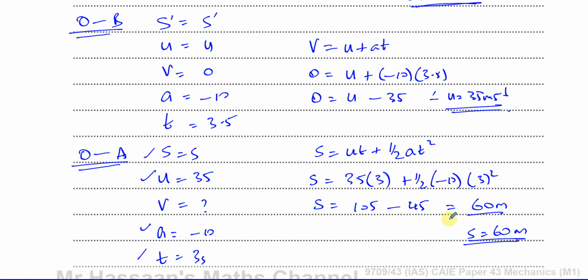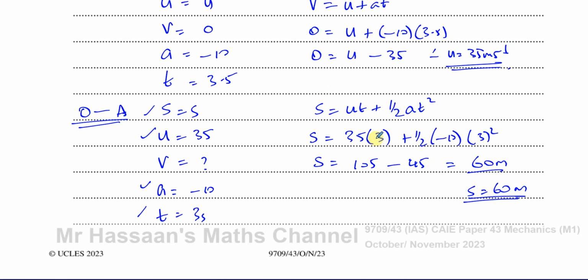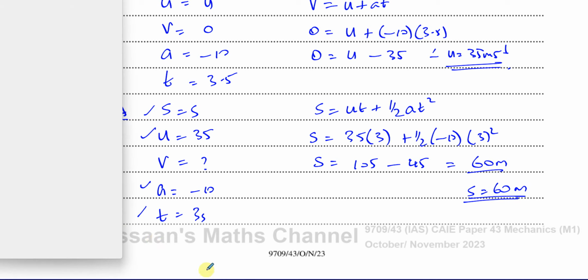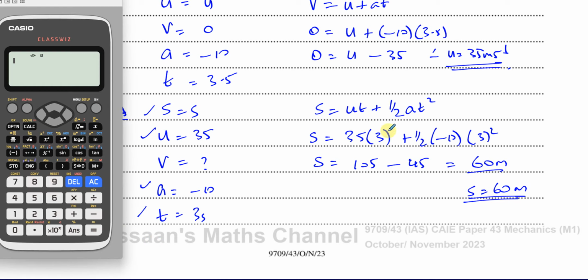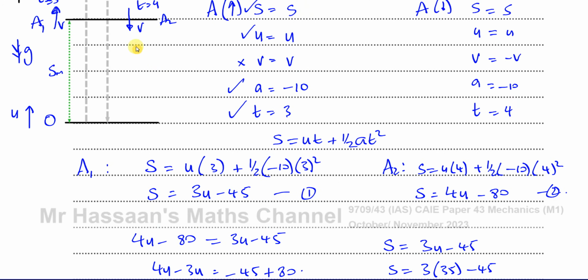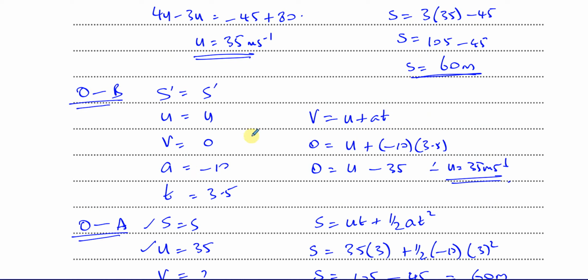And we can even verify that even if I used T as 4, it should give us the same answer, which I'll just use a calculator for. Okay, what's happened there? Something weird. Okay, so if I put 35 times 4 minus 5, that's a half times minus 10 times 4 squared, which is times 16. And you can see that gives us 60, the same answer. So whether we use T equals 3 or T equals 4, it gives us the same displacement because that's the displacement at 3 and 4 seconds. Okay, so we get the same answers.